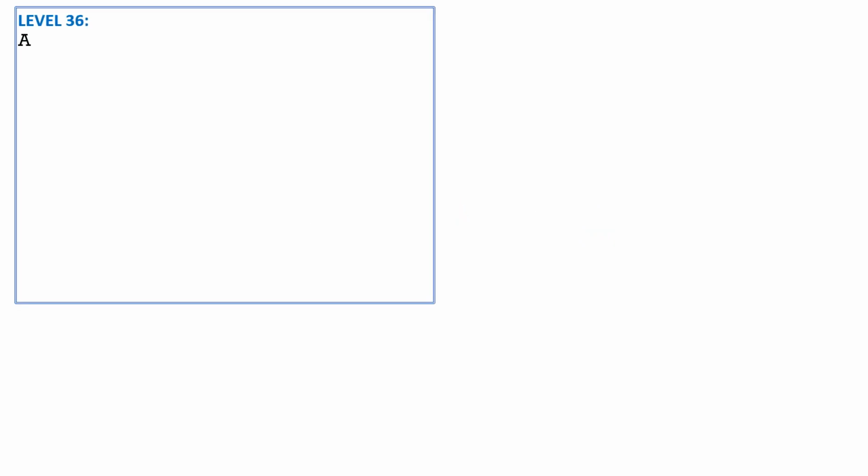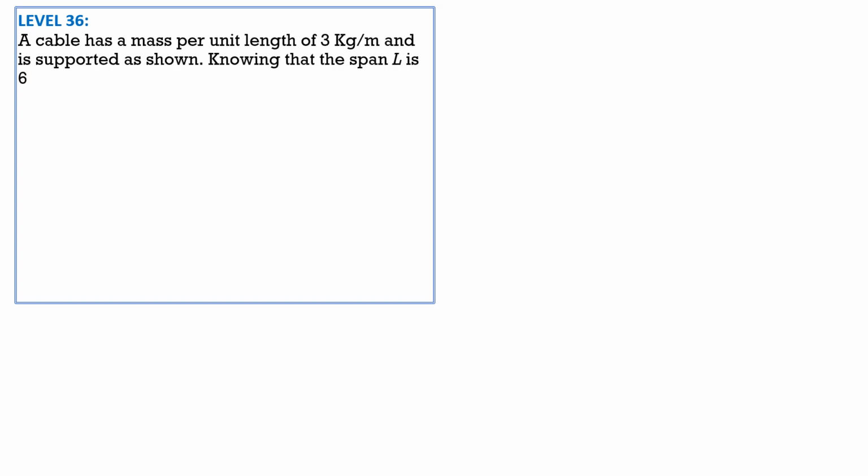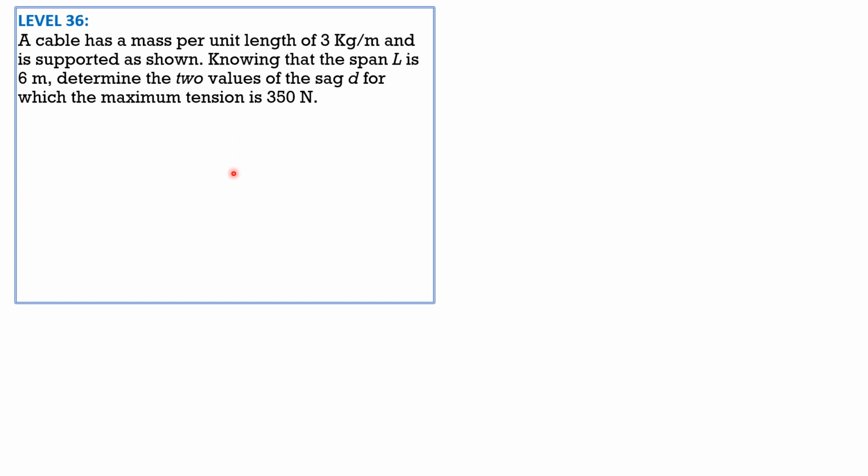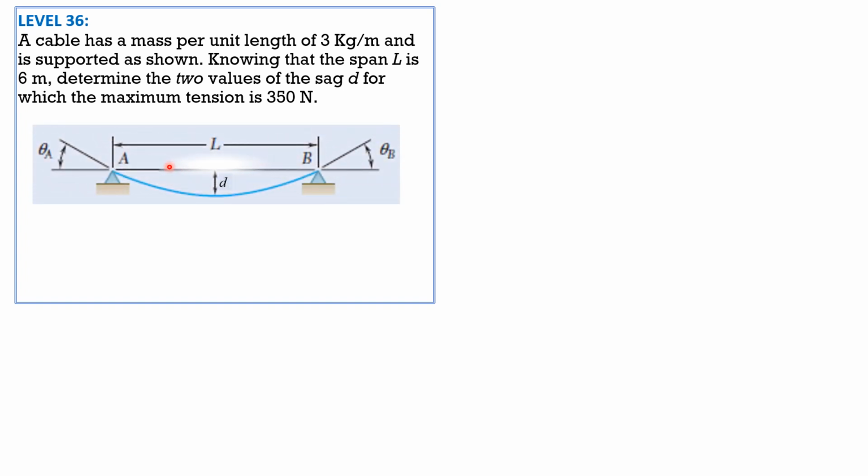Level 36. A cable has a mass per unit length of 3 kg per meter and is supported as shown. Knowing that the span L is 6 meters, determine the two values of the sag D for which the maximum tension is 350 newtons. So here is the given figure.